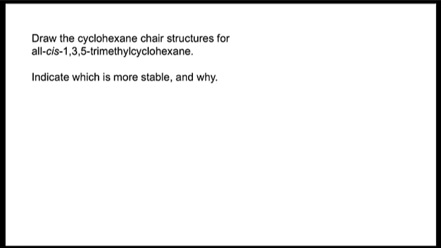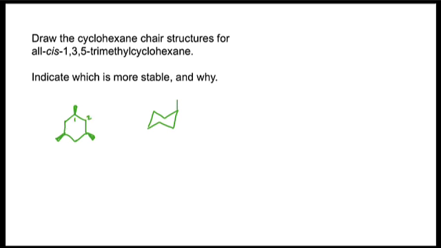Okay, so this question asks us to draw the cyclohexane chair structures for all cis 1,3,5 trimethyl cyclohexane. So let's go ahead and we'll draw the flat structure first. All cis means all on dash or all on wedge. So let's go ahead and do all of them the same direction. What that means in terms of chair structures is that we have all of our substituents upward.